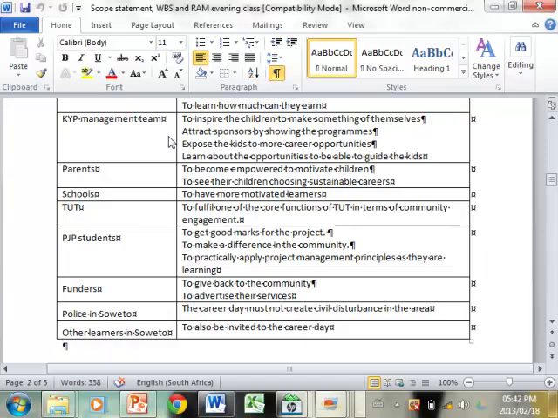Under parents, you said to become empowered to motivate children. Yes. For this project, are they going to be there as well? If they're not going to be there, how are they going to be empowered? Well, basically because their kids are going to come home and say, I want to be a doctor. And they will then be able to motivate the child and say, yes, that's great. Not with the knowledge of the faculty, just with the fact that the child becomes motivated.